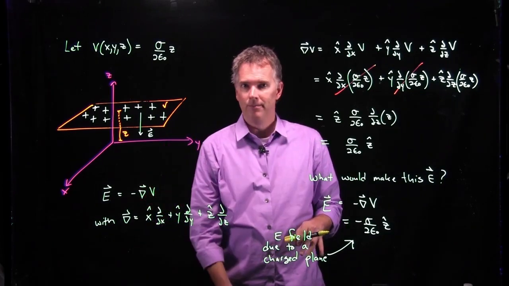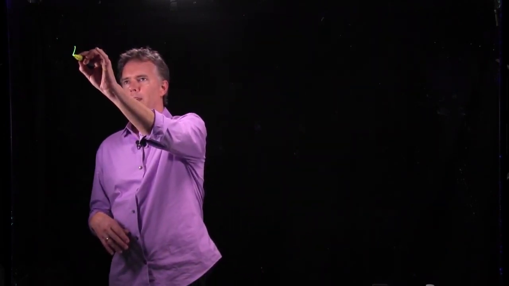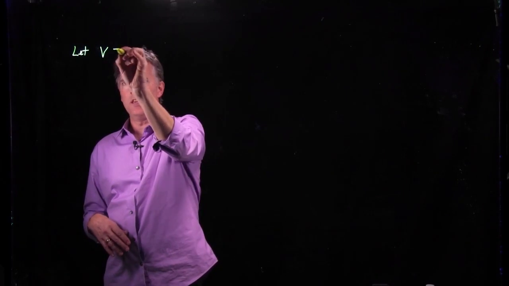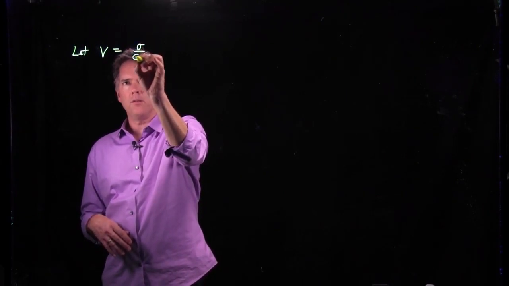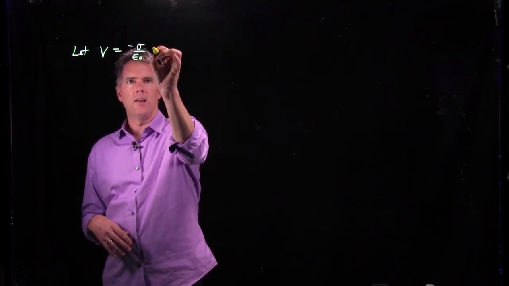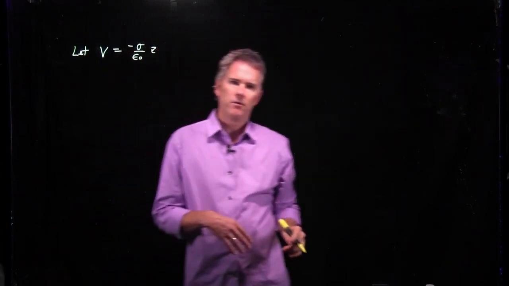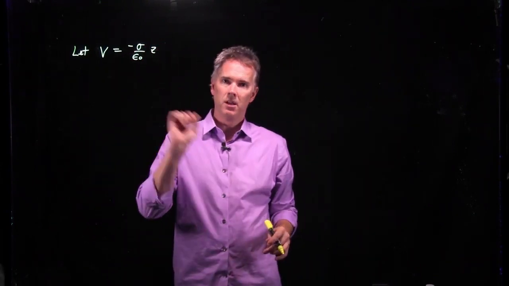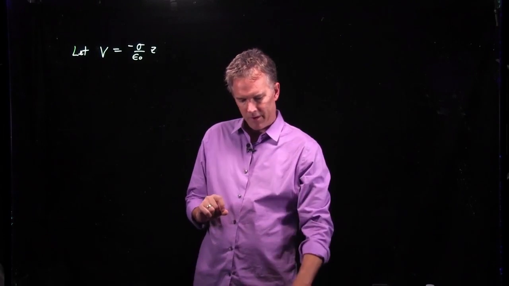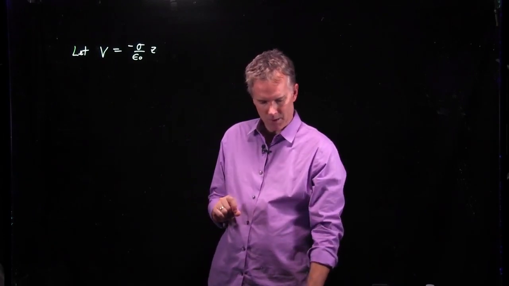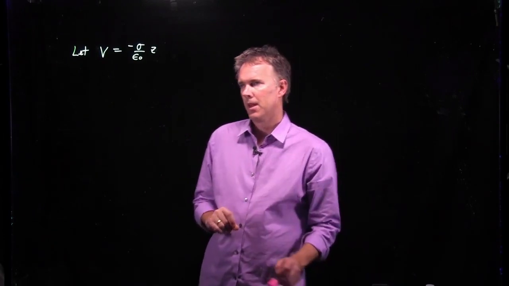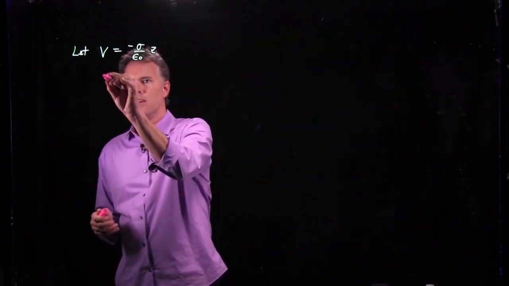Let's try some more. Let's take a look again at an example of calculating the E field from a certain potential. And so let's say that we have a potential V, which looks like this: negative sigma over epsilon naught, and then we'll put a Z on there. Can we figure out what the E field is from this? What is E?